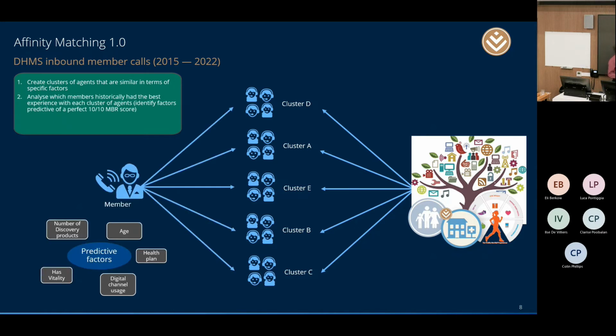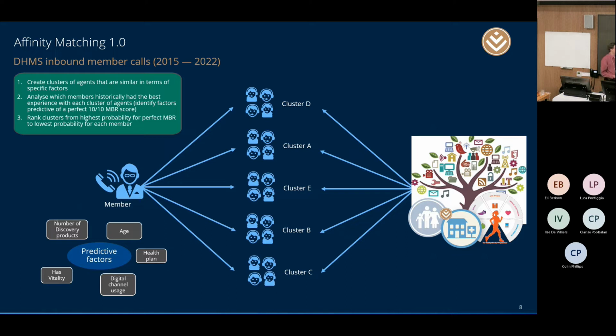And then for each member, we would run a model where we analyze these kinds of members based on certain features. What was the experience that these members would have with these different clusters? And then we find what are the most predictive factors of the likelihood of perfect MBR. So perfect MBR would be a 10 out of 10 score. And then, for example, something like age and the kind of health plan you are on, we found are some of the most predictive factors here.